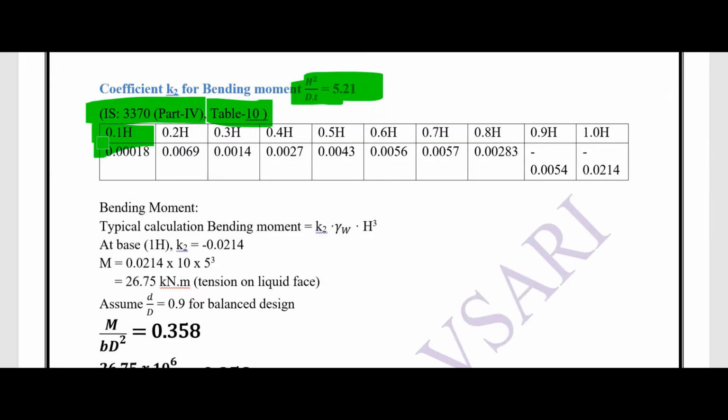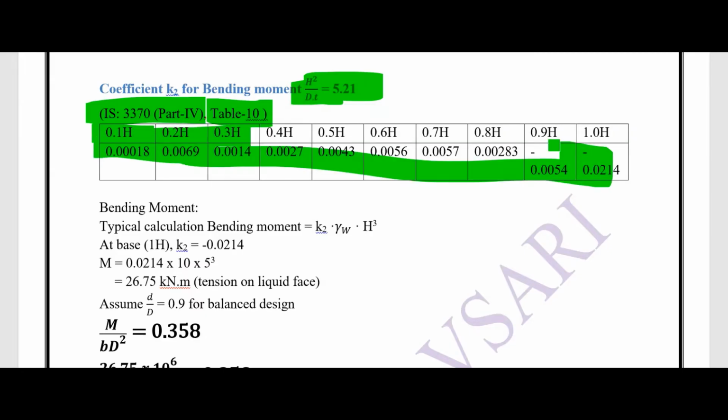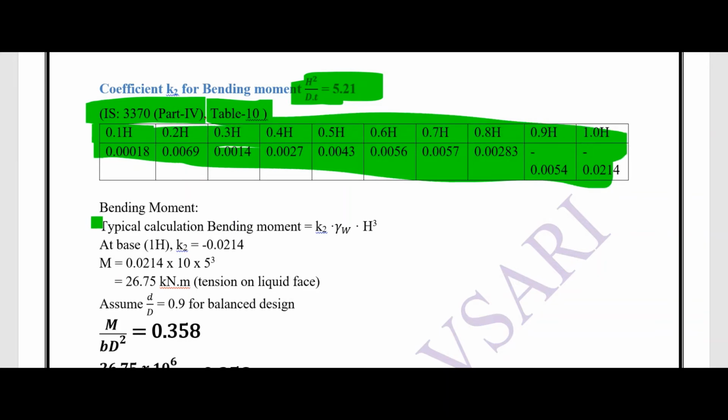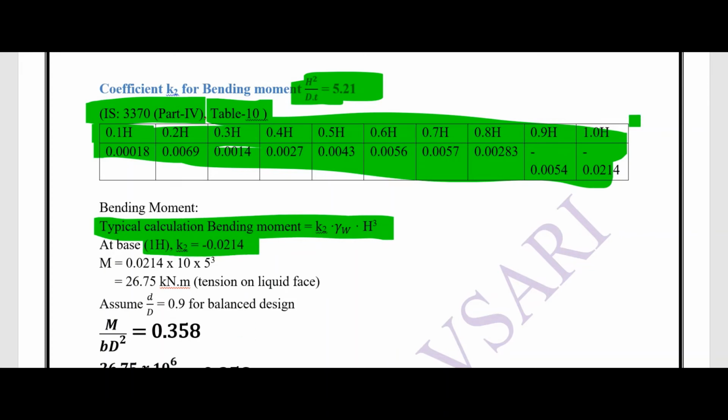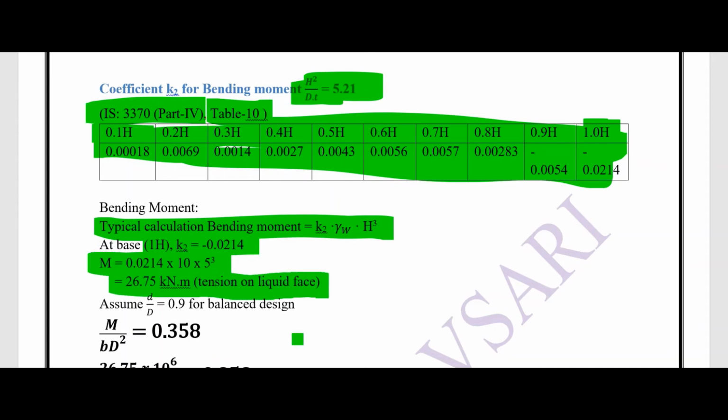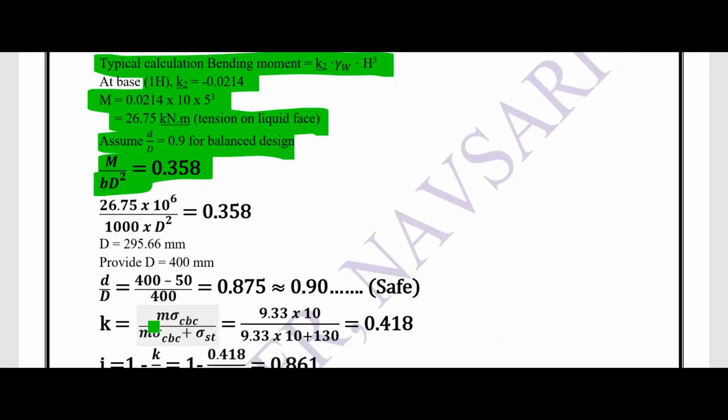You can see I made a table here. Plus and minus sign is important. Don't forget the minus sign. Then after we can calculate the bending moment, K2 gamma W into h cube. So at the base h is equal to 1. So moment we find it. Okay. Then after there is a tension moment. So by the moment, M upon bd square is equal to 0.358.